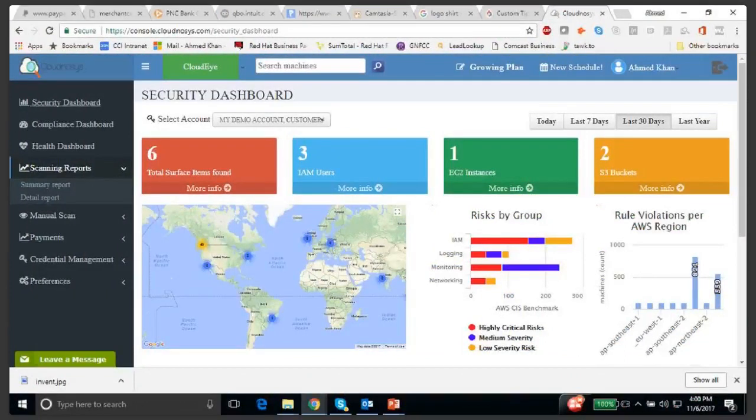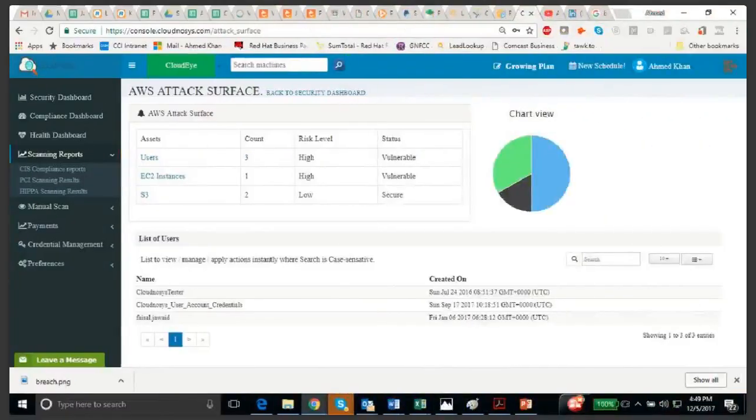Really what you're trying to do is protect your data, protect your company. Compliance is just a byproduct, and it's something to prove to the regulators. But really what you're trying to do is secure the company. So we have security-specific things within our capabilities, and that's part of the security dashboard, security reports that you will get as well.